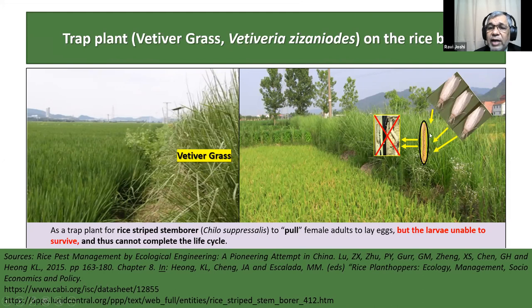Once the eggs are laid, they hatch, and the larva is unable to survive because of certain compounds that are present in the vetiver grass. So the stem borers have a natural death, and you have less damage to the rice crop. So this is research which is now widely used for ecological engineering in Vietnam, China, and we are also using this in the Philippines.